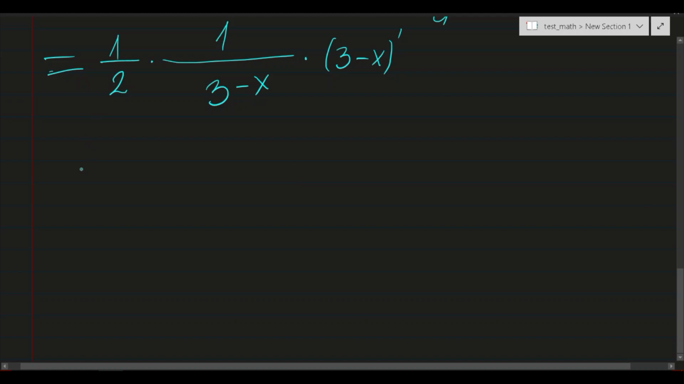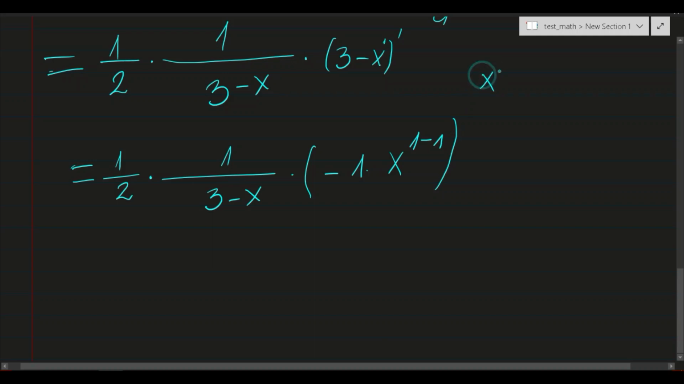Now what we have 1 over 3 minus x. The derivative of 3 is a constant, it's 0. The derivative of x, here the power is 1, but I like to explain: 1 is here, 1 minus 1. Remember, when we have the derivative of x to the power m, it is m multiplied by x to the power m minus 1. This is the formula that we must use.